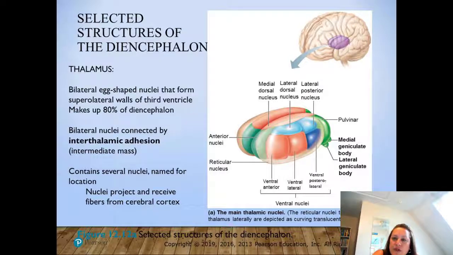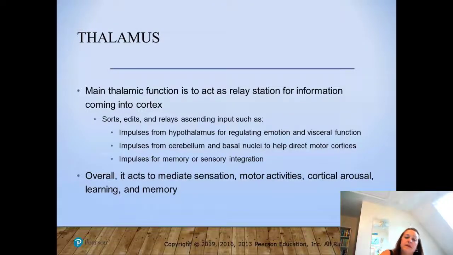So the thalamus is first, right? This purple oval is actually an egg-shaped conglomerate of several nuclei that are each named for their location: ventral anterior, ventral lateral, ventral posterior lateral. They're just named by where they are. And what's the point of the thalamus? The thalamus acts as a relay station for information that comes into the cortex. It's going to decide, does the brain need to know all of this or not? Because 90% of the time you are not aware of the temperature or background noise or other things.